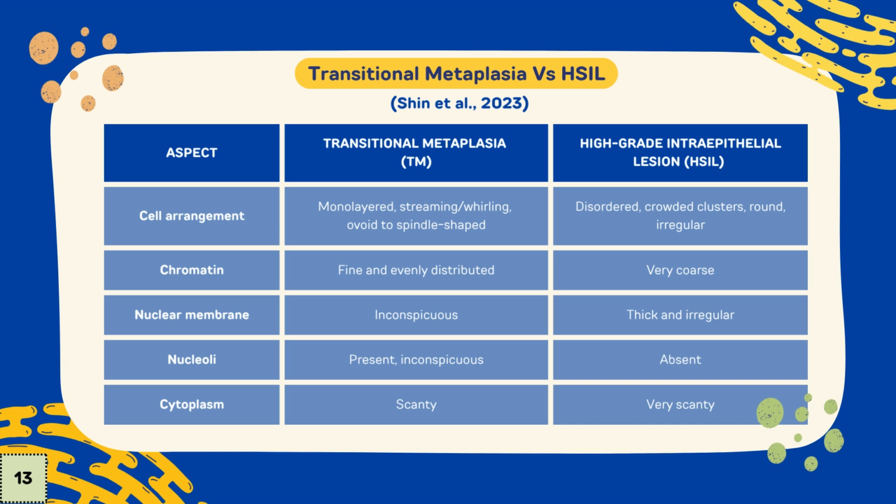For chromatin, TM has fine and evenly distributed chromatin, meanwhile HSIL shows very coarse chromatin. The nuclear membrane in TM is usually inconspicuous or smooth, whereas in HSIL, it becomes thick and irregular. Regarding nucleoli, TM may have present but inconspicuous nucleoli, meanwhile HSIL typically has absent nucleoli. And lastly, the cytoplasm, TM cells have a scanty cytoplasm, meanwhile in HSIL, the cytoplasm is very scanty.